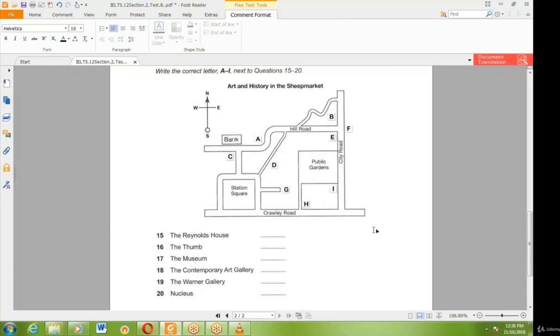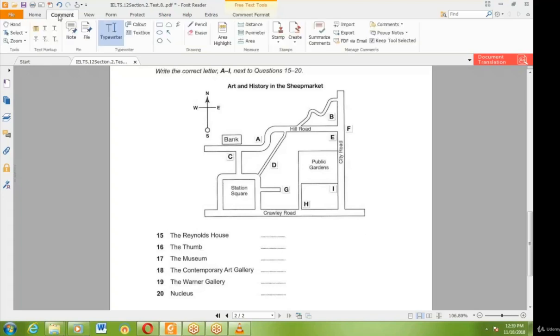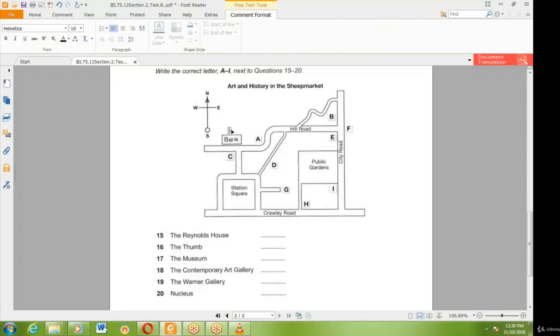Now, when I'm looking at a map, I'll tell you the things that I'm looking at. I'm looking at markers. Okay, here's the bank, right? I'm looking at that City Road. I'm looking at what? That's Hill Road, right?